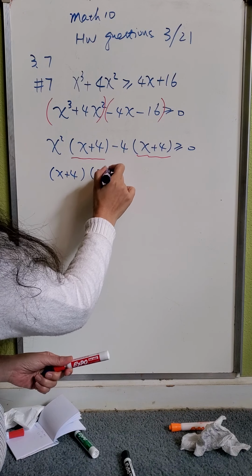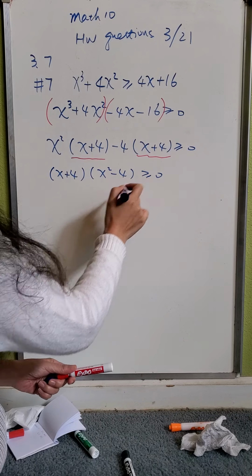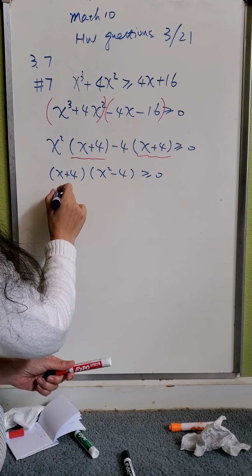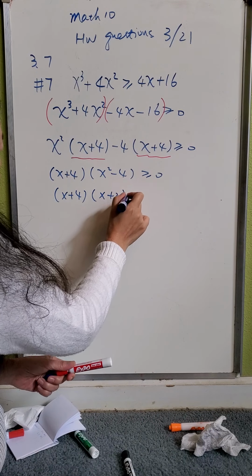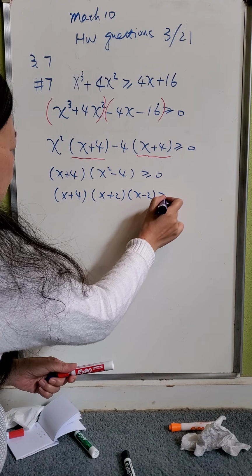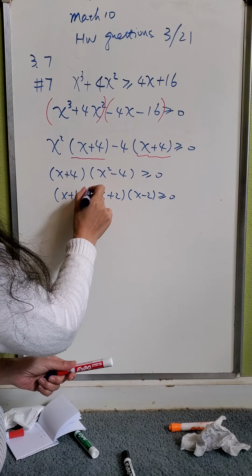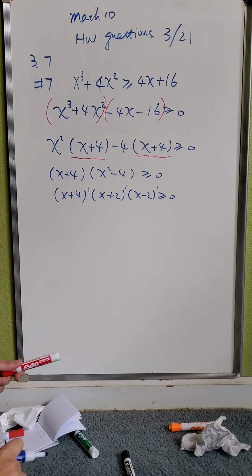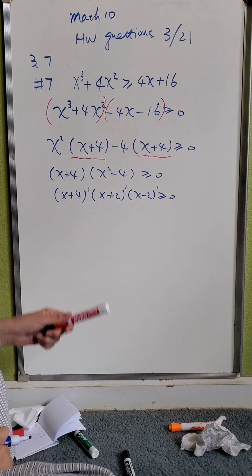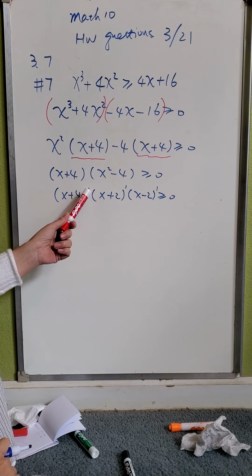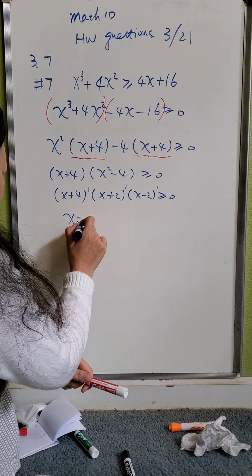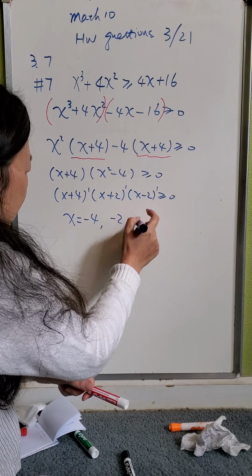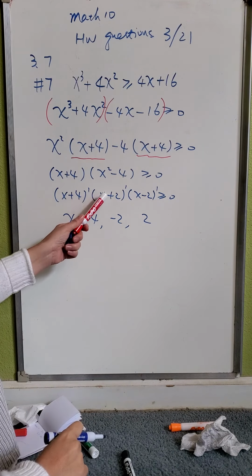Now we take out the x plus 4, and then we have x squared minus 4 greater than or equal to 0. Now we're going to factor this: x plus 2 and x minus 2. When they have an odd power outside, usually their answers alternate. So we have x equals -4, -2, and then 2. It's basically the opposite of the number.